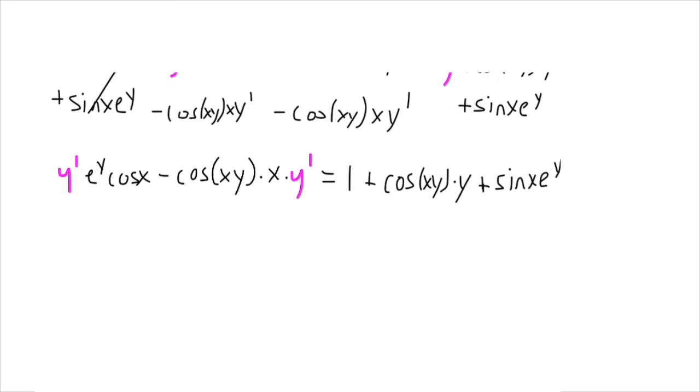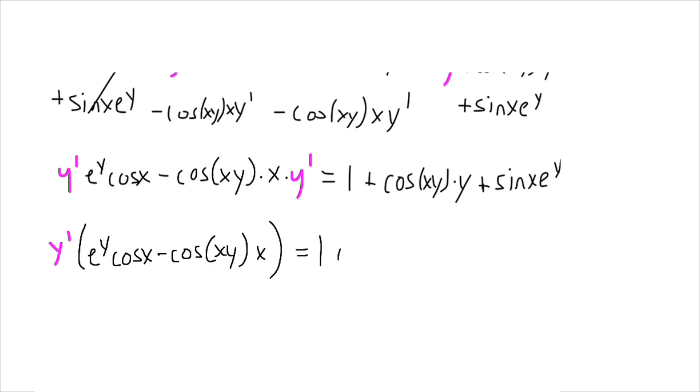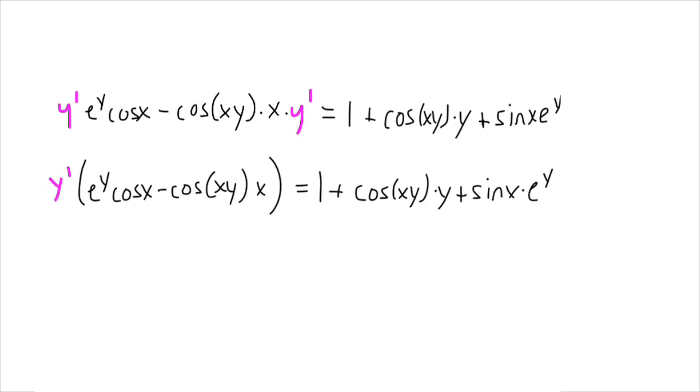So finally, what's my goal? My goal is to take that y prime and yank it out. So I got y prime times all this, which is e to the y cosine of x minus cosine of xy x equals 1 plus this gnarly nonsense, which is cosine of xy all times y plus sine of x all times e to the y. Right? Wow. So my last step is to divide both sides by this thing to get y prime on itself.